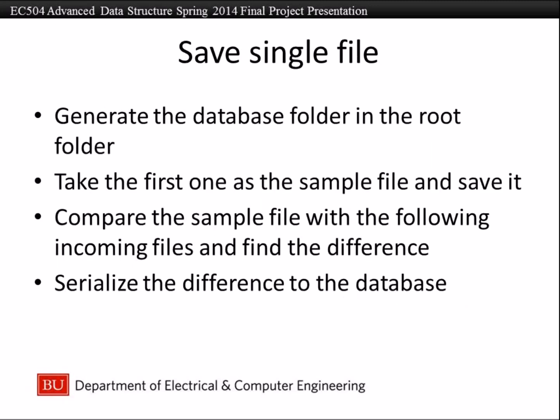For save single files, we generate the database folder under the root folder, and we take the first one as the sample file and save it. By saying sample files, we mean that for each file that comes after this one, we'll read this one from the database, compare it with the input file, then we generate this difference. We find the difference and we serialize the difference to the database.